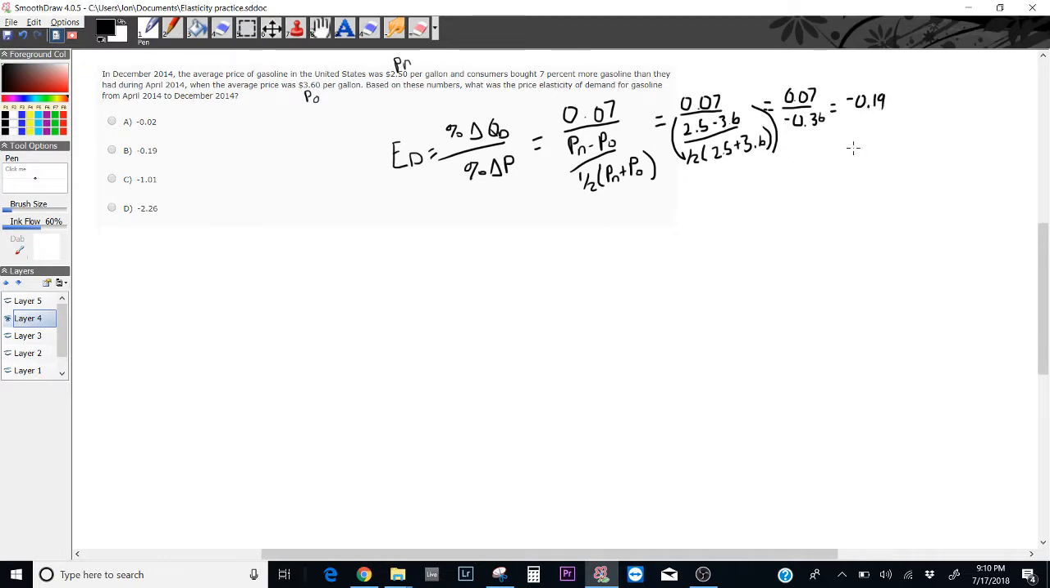If we were to take the absolute value, we would see that this good will be inelastic. And it's inelastic because when you take the absolute value, we see that it falls between 0 and 1. So the way that you can interpret this in words, this means that a 1% increase in price would lead to a 0.19% decrease in the quantity demanded. So consumers aren't really responsive to those changes in price.